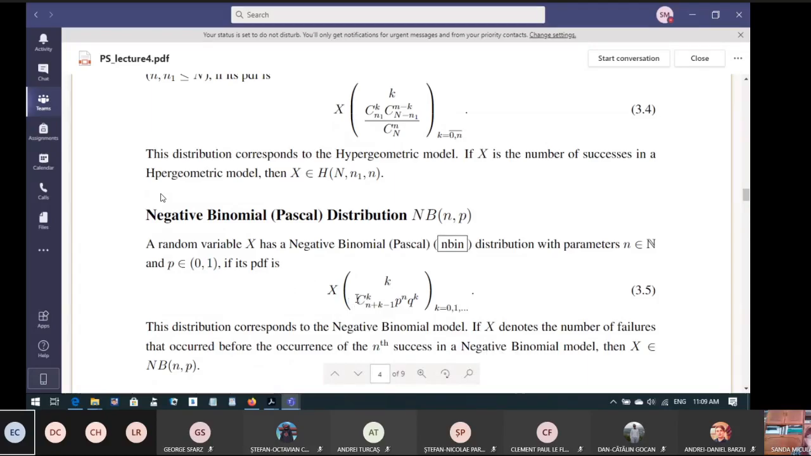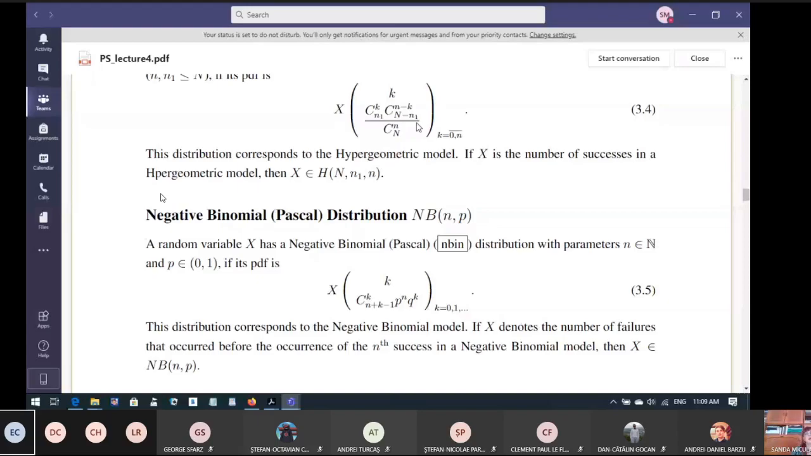Here's the formula: combinations of n plus k minus 1 taken k at a time, times p to the n, q to the k. Again, remember the sum of all these probabilities for all the possible values of k, which makes it an infinite sum in this case, so a series, is equal to 1. By the way, the same thing was true in the hypergeometric model as well.